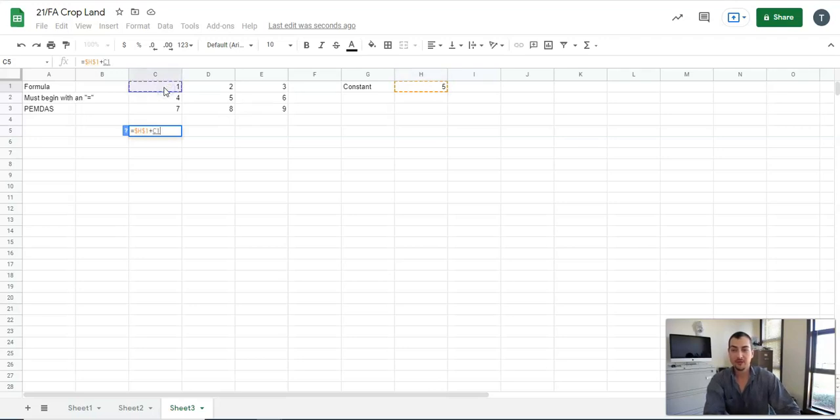this cell right here. So what it's going to do is take 1 plus 5, where we get 6. If I drag this down, it's going to take 4 plus 5, where we get 9. If I drag it down one more, it's going to say 7 plus 5, which is 12. If I drag it over, it's going to take all of these values and simply add 5 to it. And we can see that there.